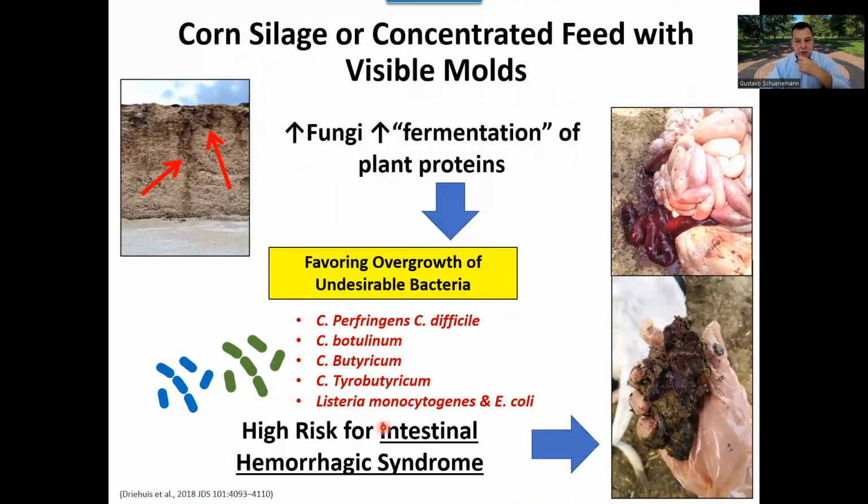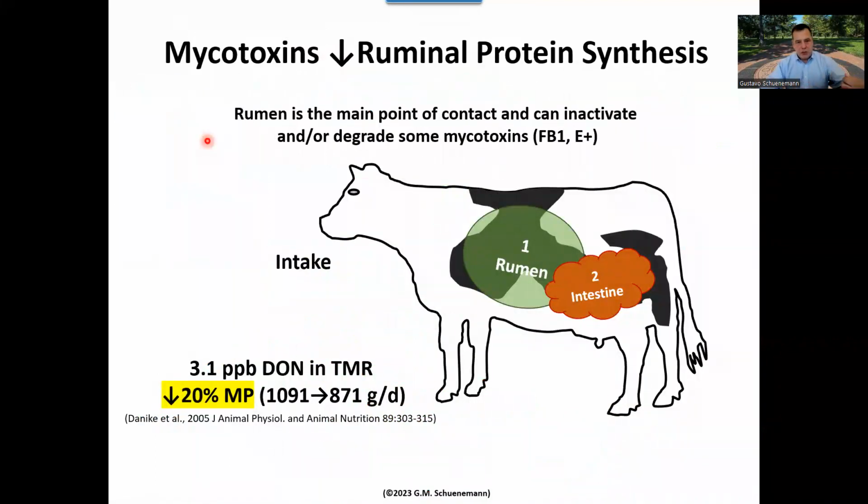So when you see some of these clinical signs, you have to think and do the reverse process, right? And start looking and thinking that it might end up coming from your corn silage, right? So mycotoxins, we also know, have a profound effect on ruminal protein synthesis, right? And in general, there are two major points of contact for mycotoxin. One is the rumen, and the other one is the intestine, right?